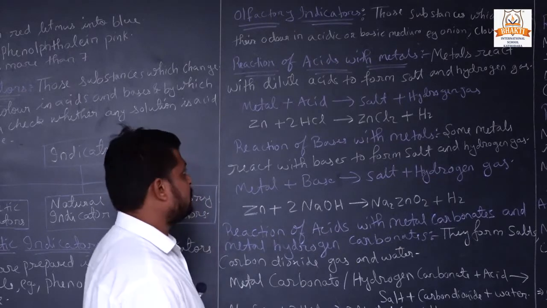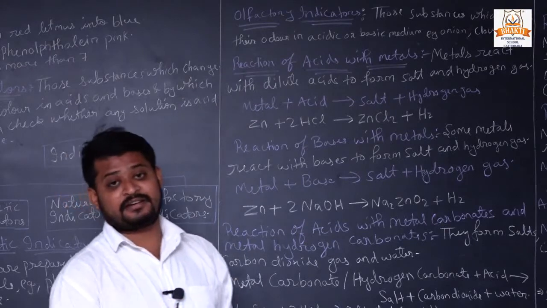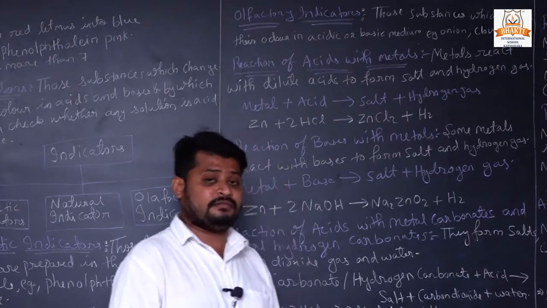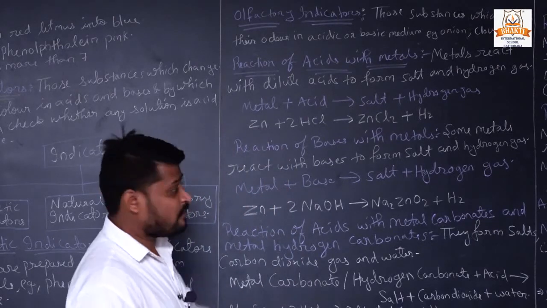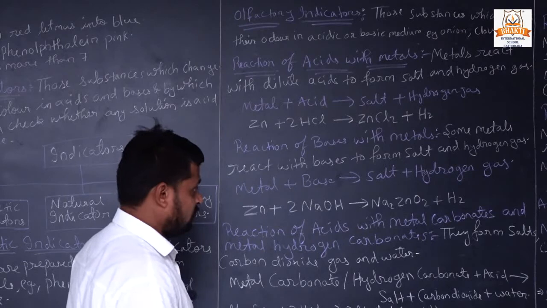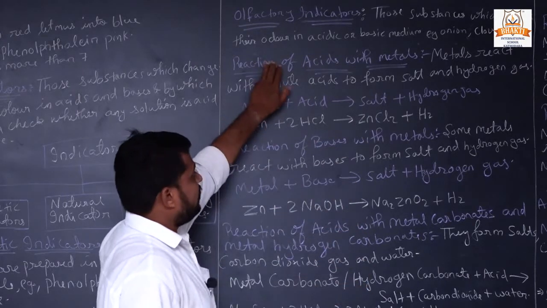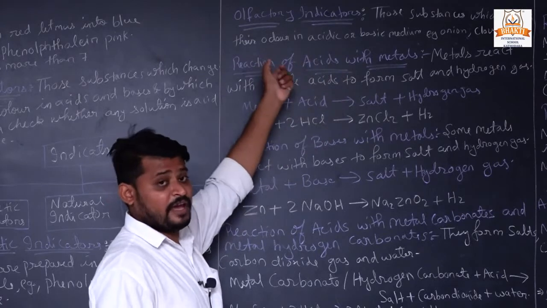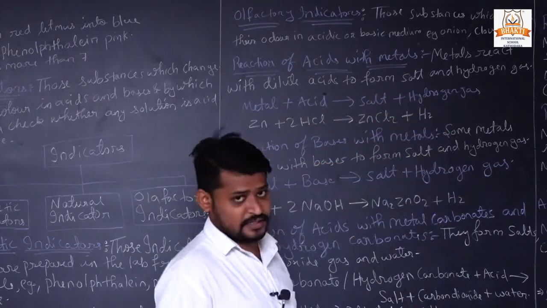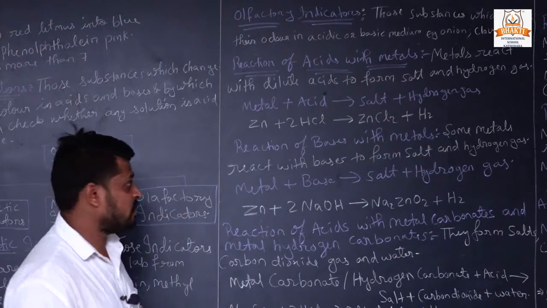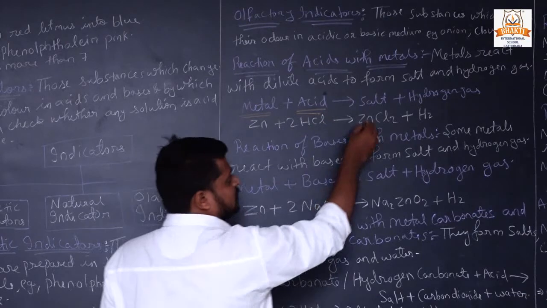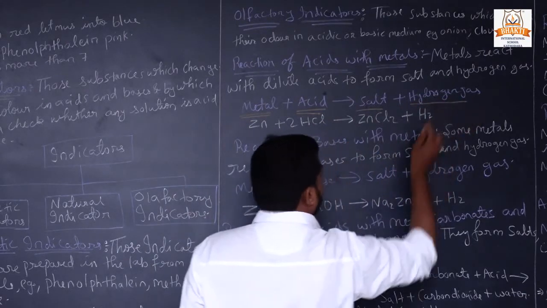Now we are going to study what we get when we react acids and bases with metals and non-metals. First, the reaction of acid with metal. When we react acid with metal, the metal reacts with dilute acid to form salt and hydrogen gas. So when metal reacts with acid, it gives us salt and hydrogen gas.